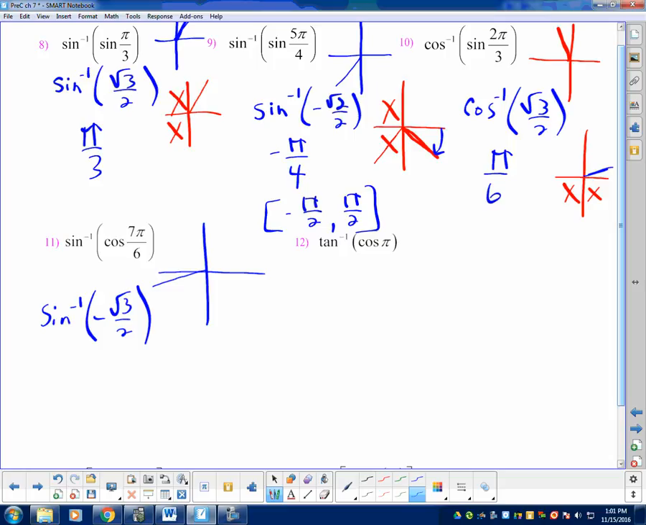Now we have to ask the question, okay, arc whose sine is, for sine I have to cross out here and here. Arc whose sine is negative root 3 over 2. So where is that little ray going to be? Arc whose sine is negative root 3 over 2. Which quadrant is that in? Fourth. And is it farther down or not as far down?